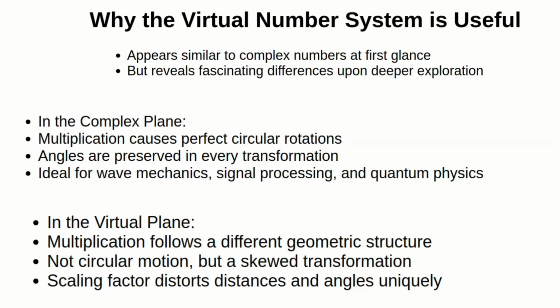Traditional complex numbers work perfectly for oscillatory and rotational systems. But what if we need a system where rotations are naturally distorted, stretched, or compressed? Mathematics evolves when we challenge existing structures. The virtual number system doesn't replace complex numbers. It offers a new way of looking at transformations, unlocking possibilities yet to be explored.